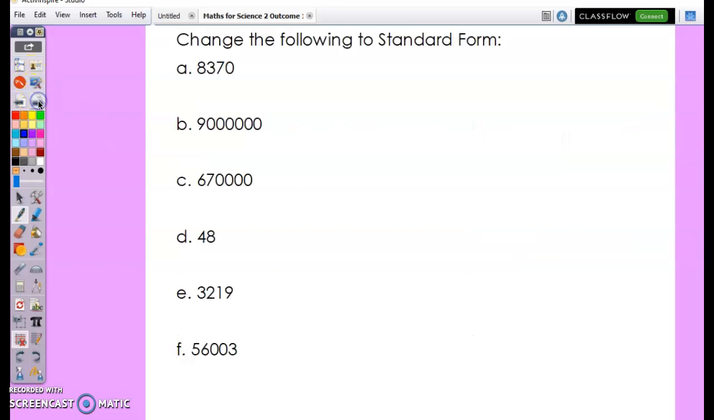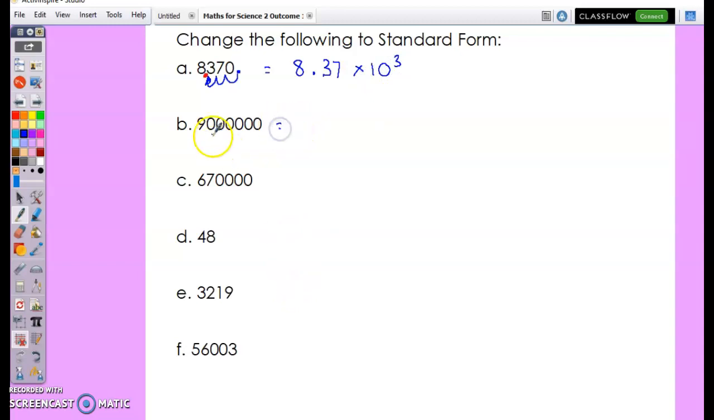Right, let's try some. First one, change the following to standard form. So the first thing we're going to do is put in our decimal point, and the decimal point is always to make a number between 1 and 10, so it's always going to go in there. So I've now got 8.3, and I want to know how many spaces I've moved it. So my decimal point was here after the 0, because every number has an invisible decimal point, and I've moved it to here. So I've moved it 1, 2, 3 spaces. So to get that number back to where it was, I missed out my 7 there, I need to move it 3 spaces this way, so that would be times 10 to the power of 3.